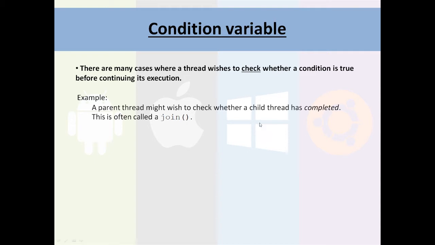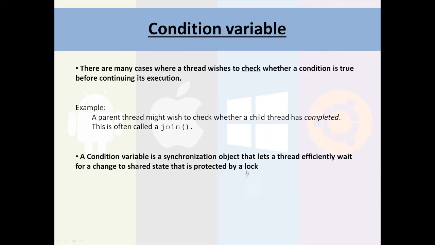In this case, completion. Now, a condition variable is simply a synchronization object that lets a thread efficiently wait for a change to a shared state that is protected by a lock. So by efficiently wait, that's the key component here. Instead of just spinning in a while loop and continually asking, are you done, are you done, are you done for the child, condition variables do it in a slightly different, more efficient way.